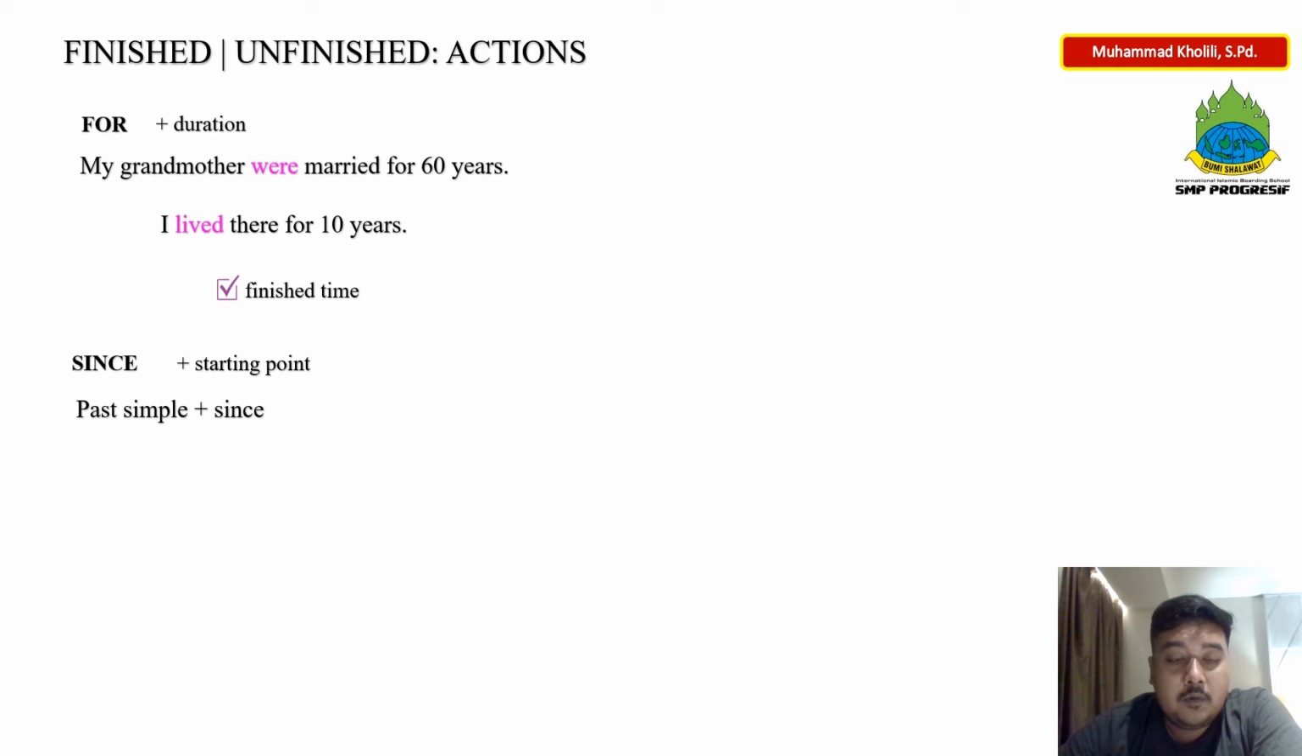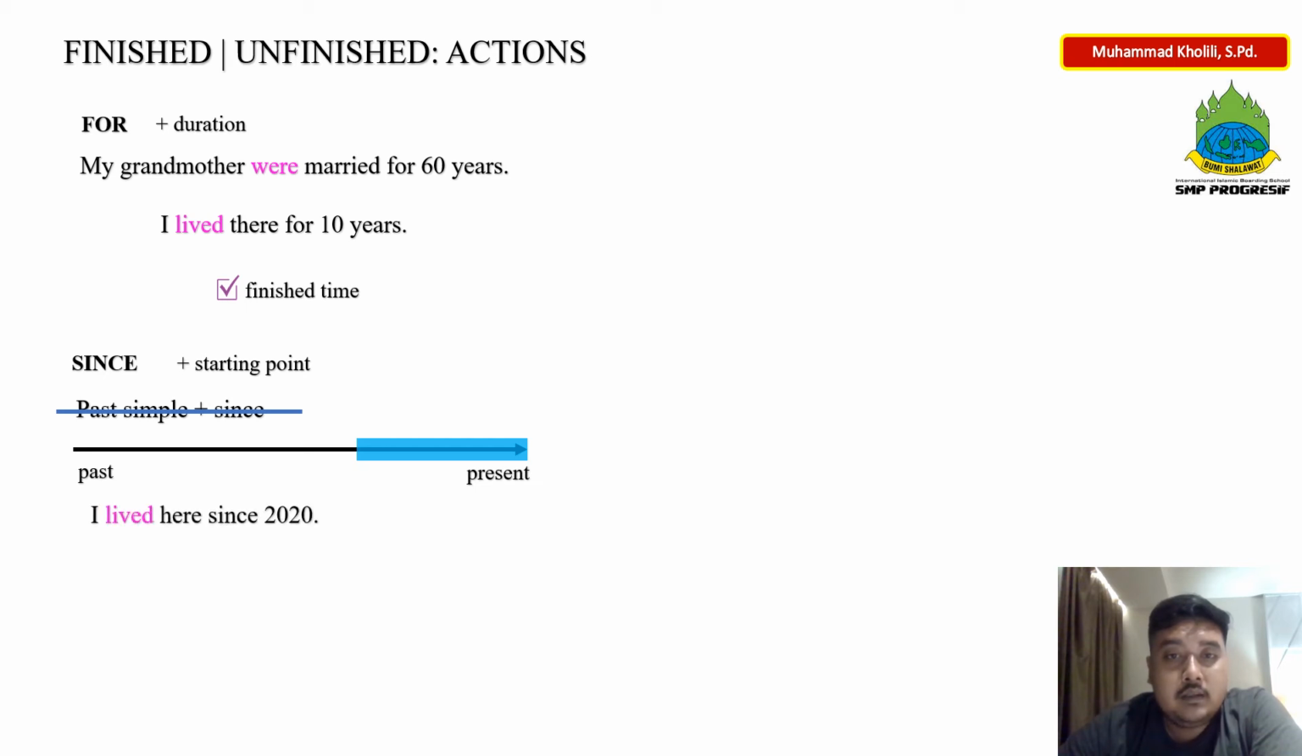Since for starting point, we don't use since with the past simple, because since means something is continuing up to now. I lived here since 2020. I have lived here since 2020. That's the correct one.